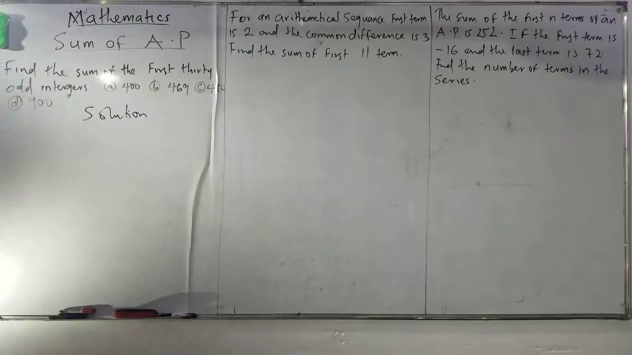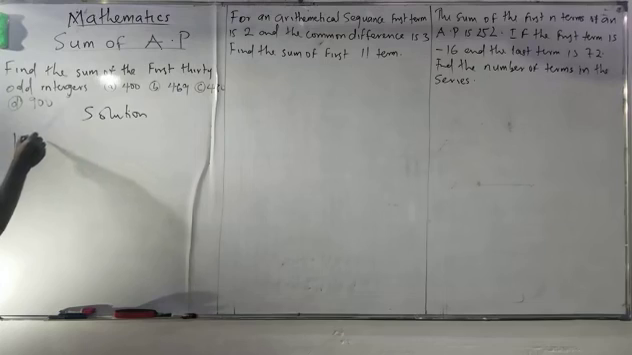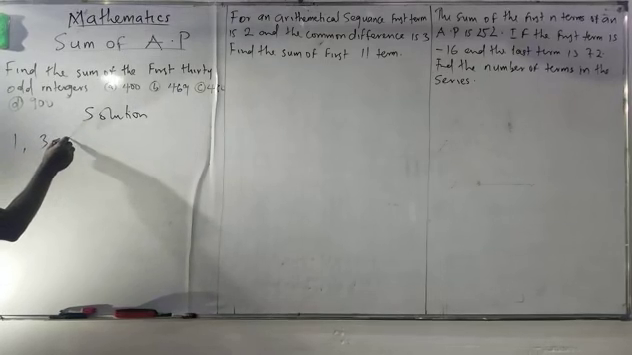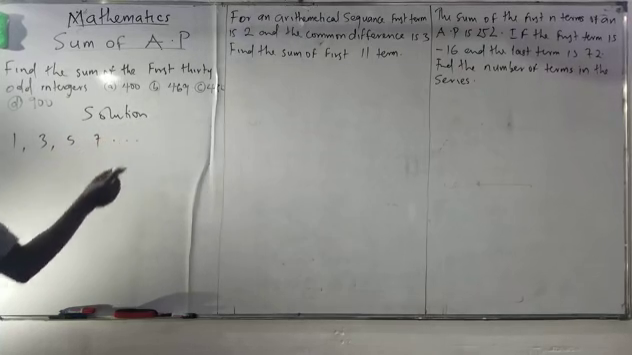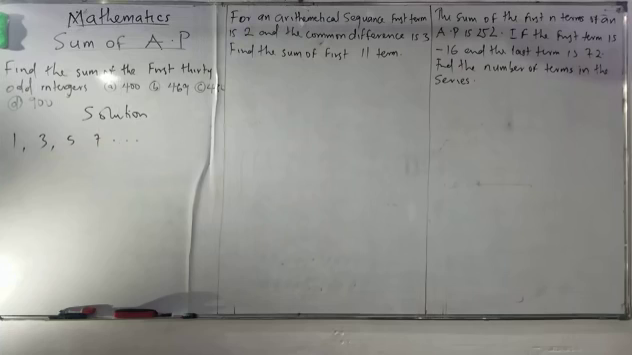Now, you are looking for odd integer solutions to this number. What are the odd integers? 1, 3, 5, 7, and so on and so forth. Now, you are looking for the first sum of odd integers.